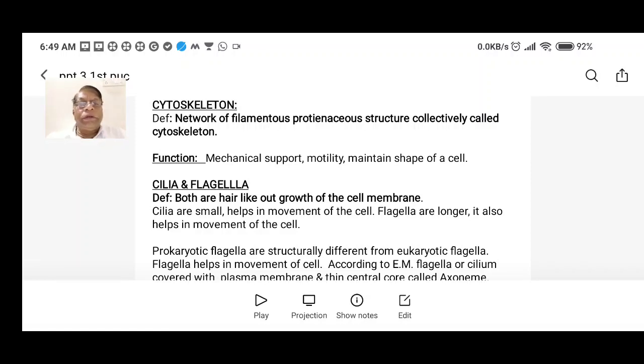Dear students, in previous class we have seen the structure of chloroplast, ribosomes. Today we shall see the cytoskeleton, cilia and flagella, centrosome and centrioles.